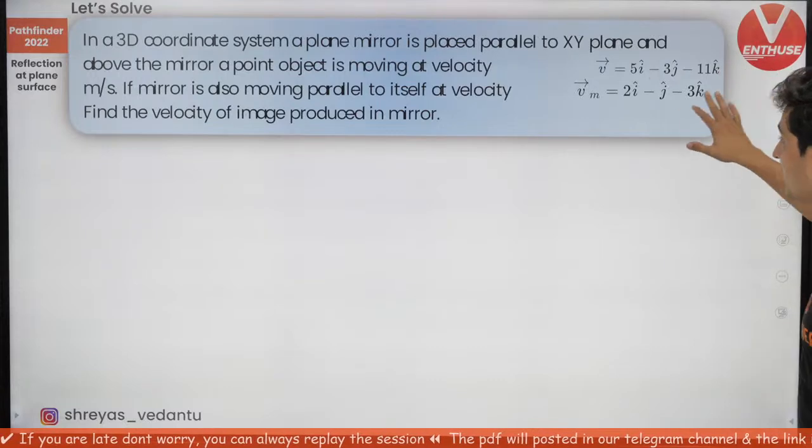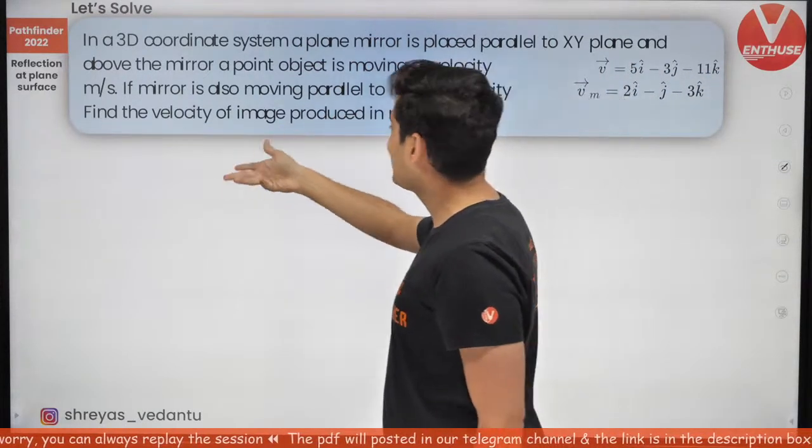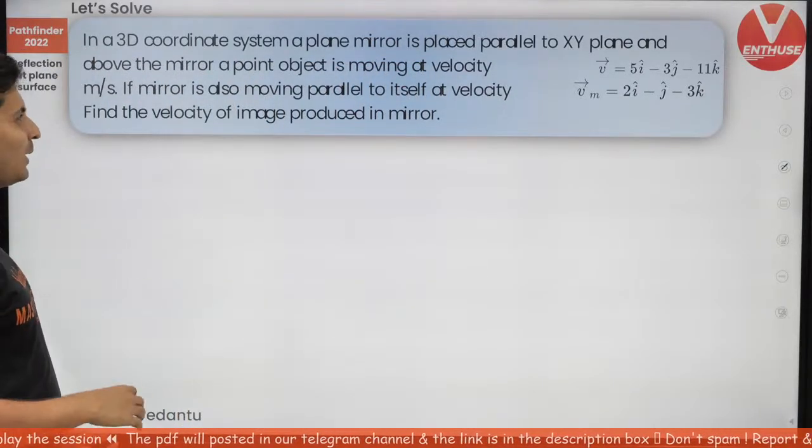All the signs are mentioned. Vm is 2i minus j minus 3k. Question is, what is the velocity of the image produced by the mirror? It's a brilliant question. Let's see how many of you can do this.